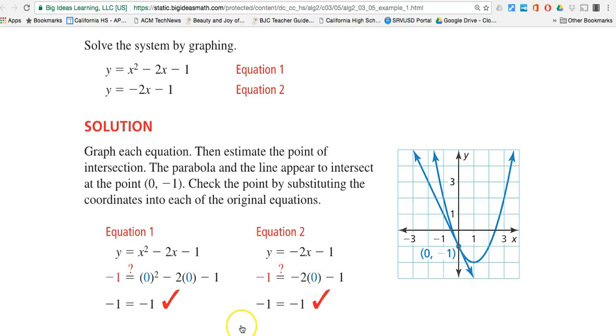So -1 equals -1. Right there, because our point gives us true statements for each of our equations, that shows us that it is indeed our solution. And again, graphically, that's our point at which both of our graphs touched and met.